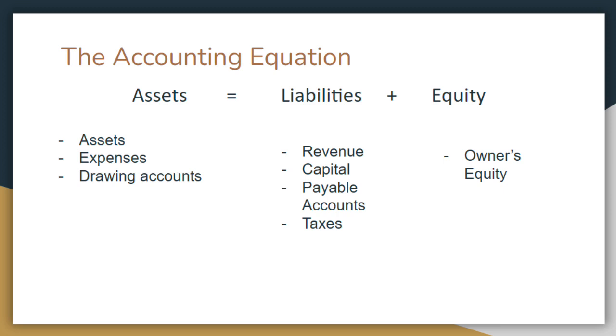Well, we have revenue, capital, and payable accounts and taxes. So this is all money that we owe, and then money we make from our business. And equity obviously just includes your owner's equity, so kind of like the money that you use to start up a business. And the left and right side will have to balance for this equation to work, which we will explain later on in the slide.